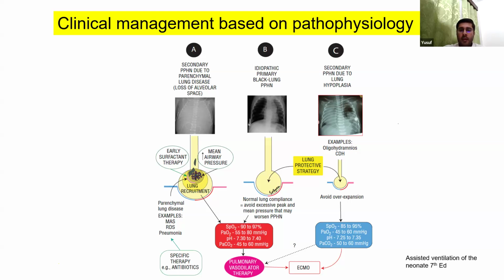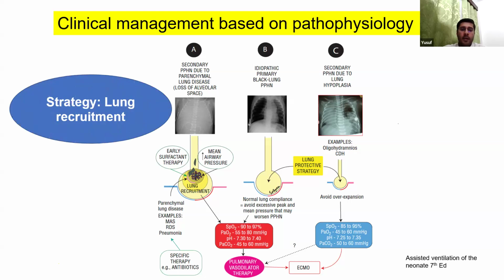So the basic things in PPHN management are mainly four. One is supportive management. Second, we have to do adequate lung recruitment. Third, we have to maintain the systemic blood pressures. And the fourth is to decrease the pulmonary pressures. So these are the four-pronged strategy when we are managing any baby with PPHN.